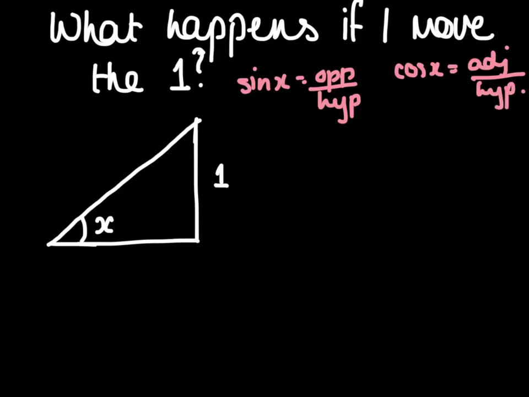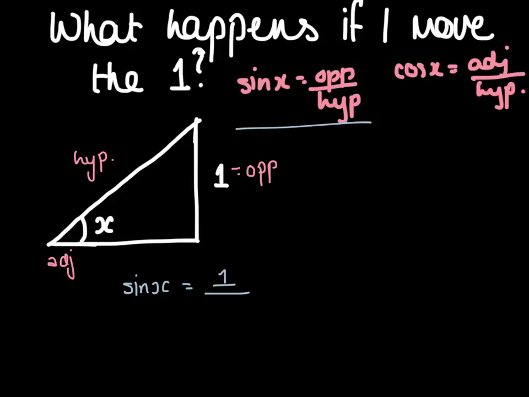So what have we got going on here? Well, our opposite is now 1. That doesn't change because it's opposite the angle, and we don't know anything about our adjacent, but we probably want to find out, and we don't know anything about our hypotenuse either. So we may as well use the equation that has opposite in it, and that would be sine. And let's fill in the information we know. So sine x is opposite, which is 1, over the hypotenuse.